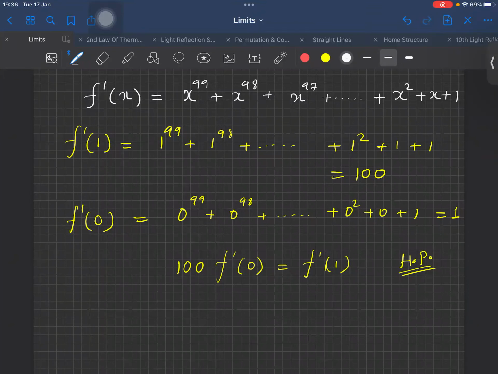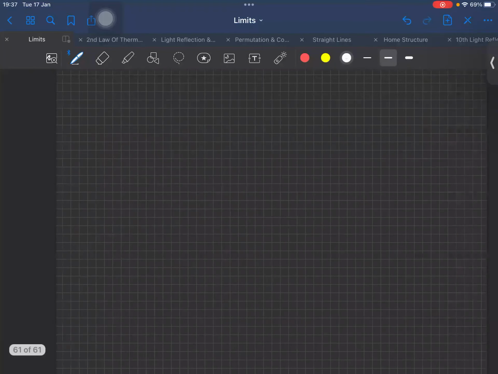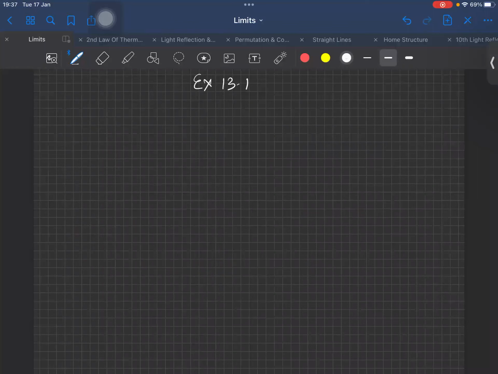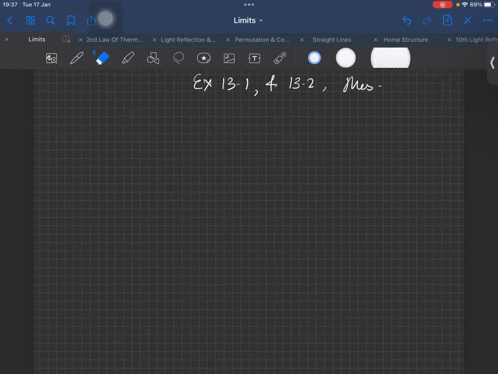See, if you are solving problems, only then will you find out where exactly you are stuck. Then only I can clarify your doubt. Otherwise, without solving problems, it is not going to help you. That is for sure. So please solve the full chapter: exercise 13.1, 13.2 and the miscellaneous exercise. Here we are finishing chapter number 13.